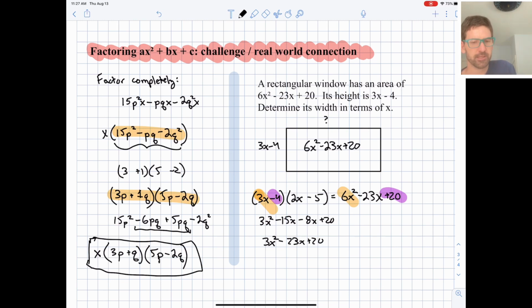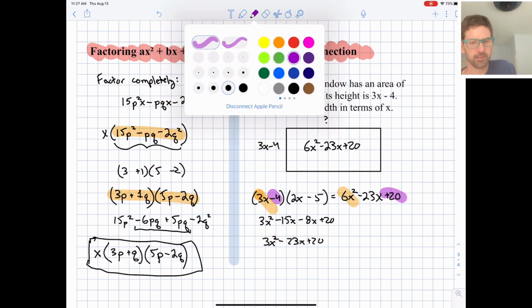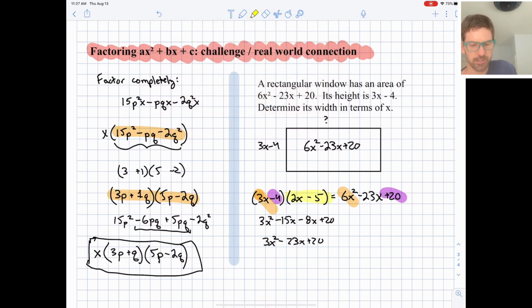Okay, so that means our final answer is this right here, 2x minus 5, which I'll write up on top of my rectangle. So that would be our final answer right there. Nice. That's a good place to stop right there.